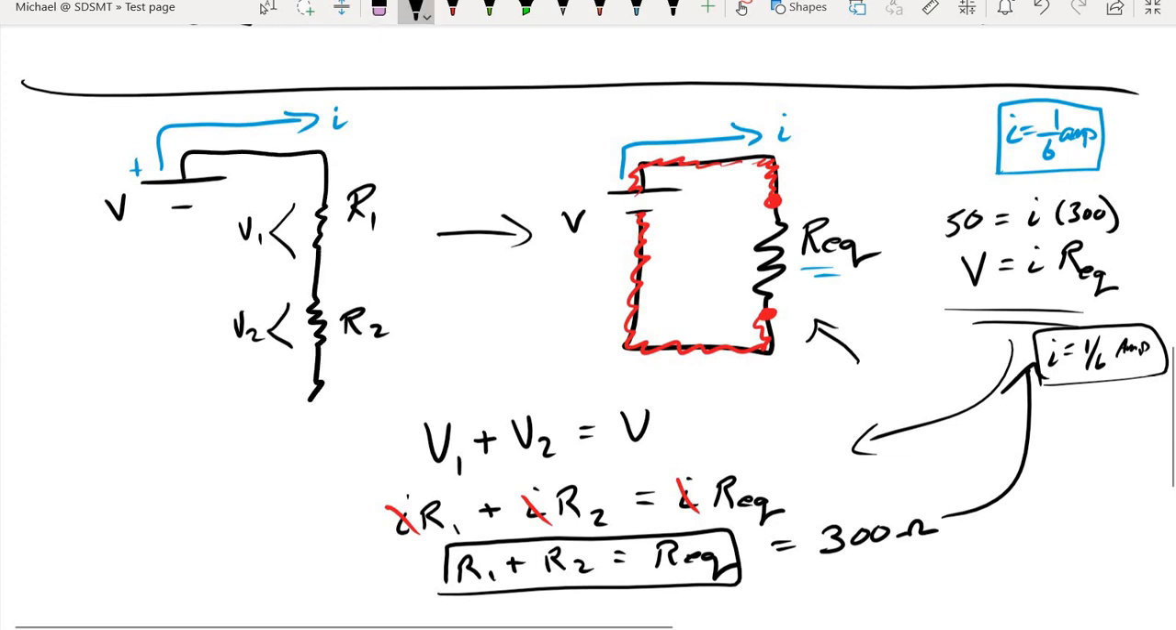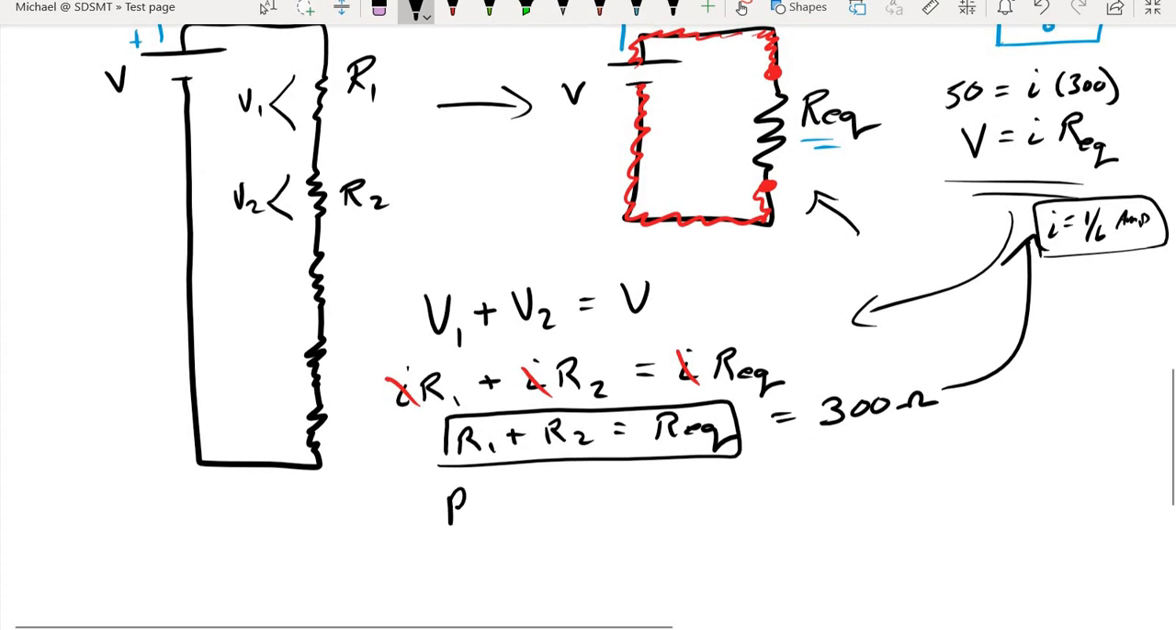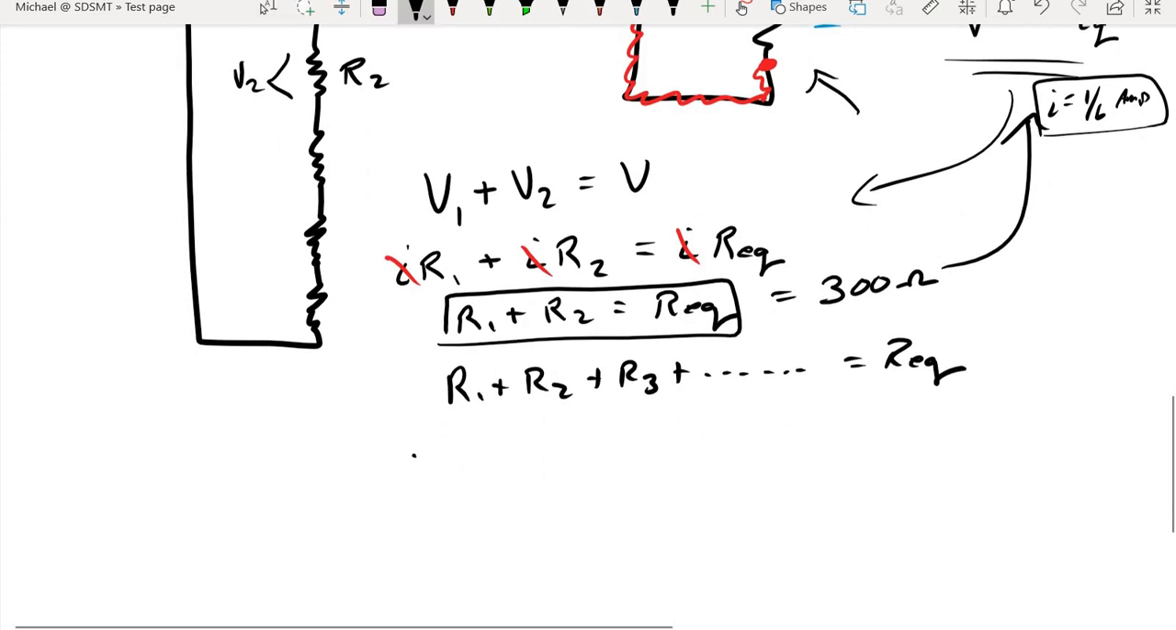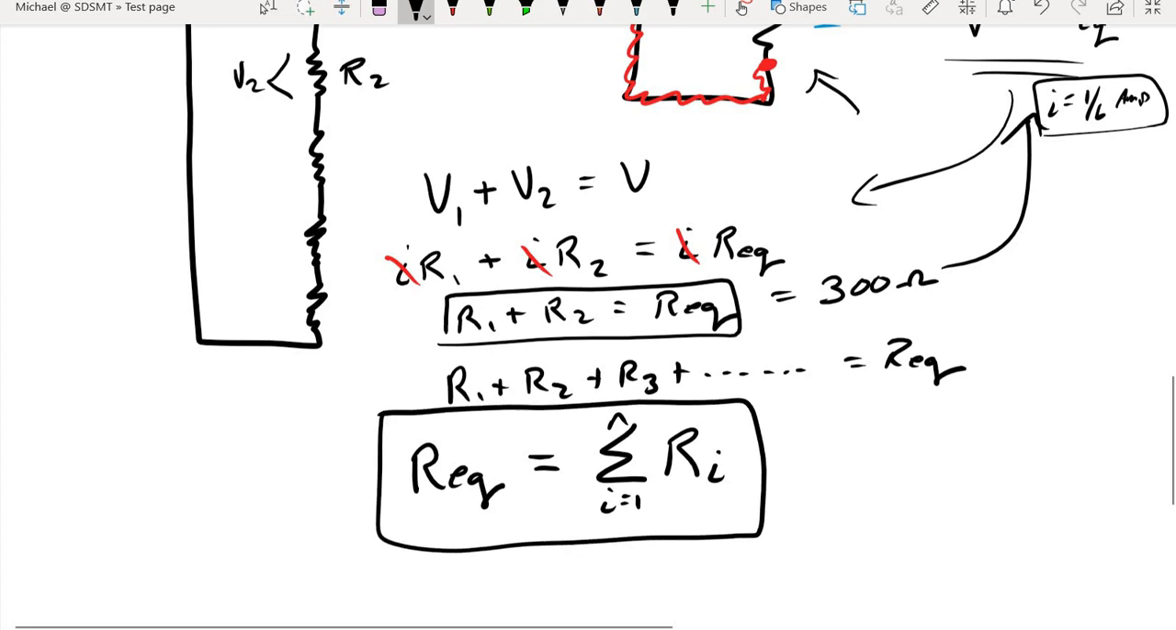If you can imagine what would happen if you had about 10 or 15 resistors in series, well, they all have to have the same current running through them. And so I would just end up with a summation of all of my resistor values until I got my equivalent resistance. And that right there is the key. To find the equivalent resistance of resistors connected in series, we just take a direct summation of those values.